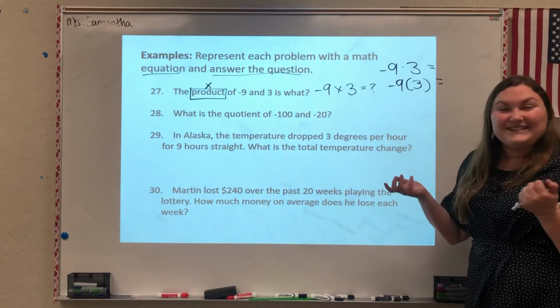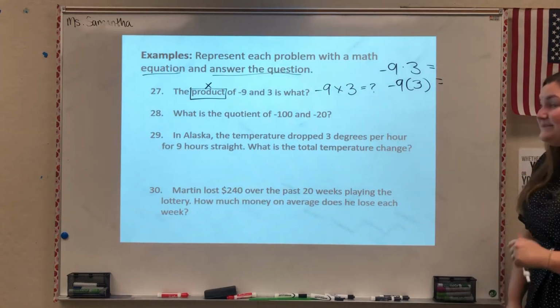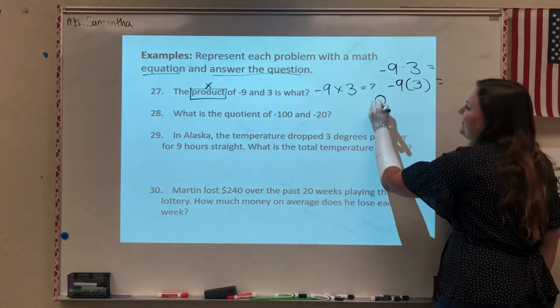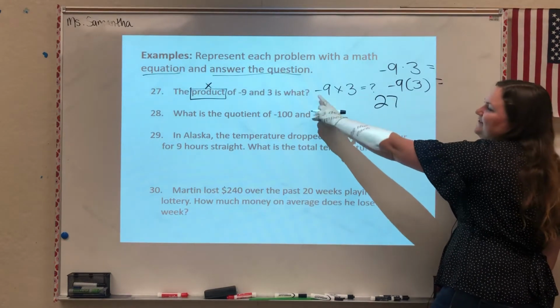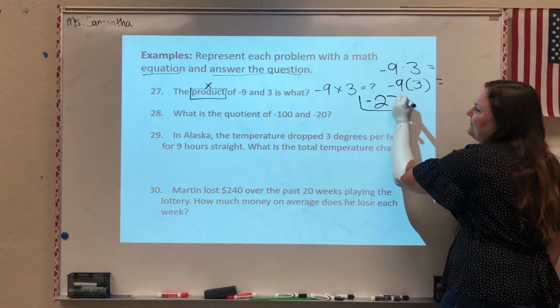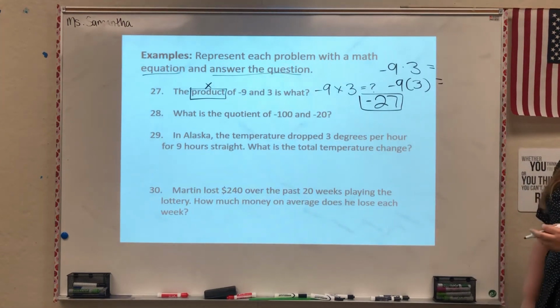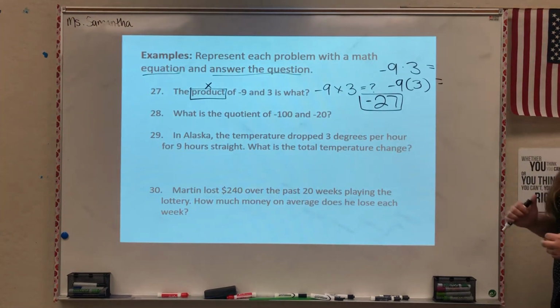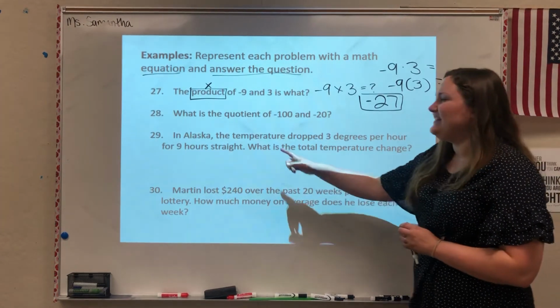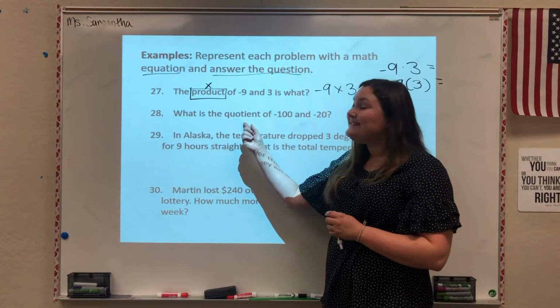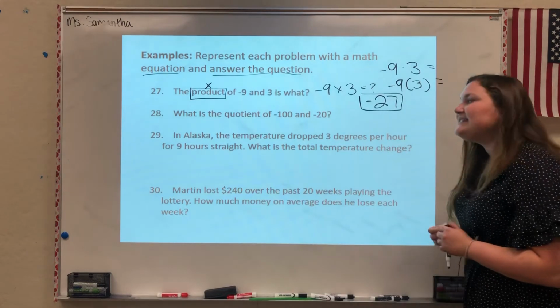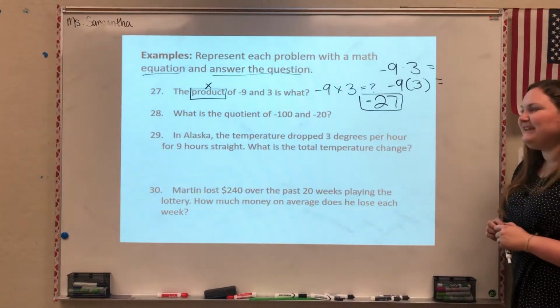What is -9 times 3? Well, 9 times 3 is 27. And then there are different signs, so my answer would be negative. So we get -27 for our answer. Number 28 says, what is this word, pronounced quotient. What is the quotient of -100 and -20?